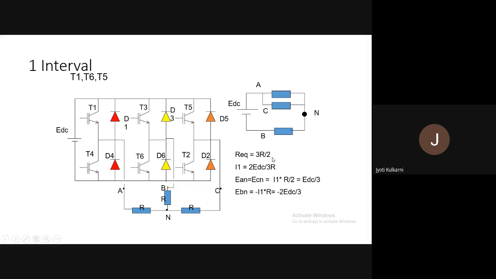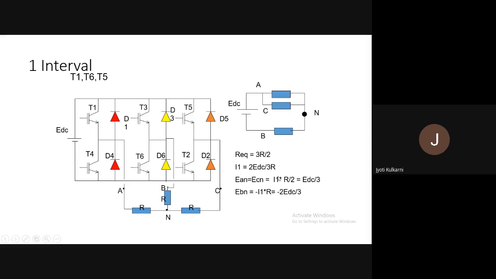3R by 2. I will find out the current I, the supply current. What will be my supply current? Voltage divided by resistance. What is voltage? EDC. What is it divided by? Resistance, 3R by 2. The 2 will come in the numerator because the fraction is in the denominator. So 2 is in the numerator. So what is my total current? 2 EDC divided by 3R. This current is flowing from this battery.